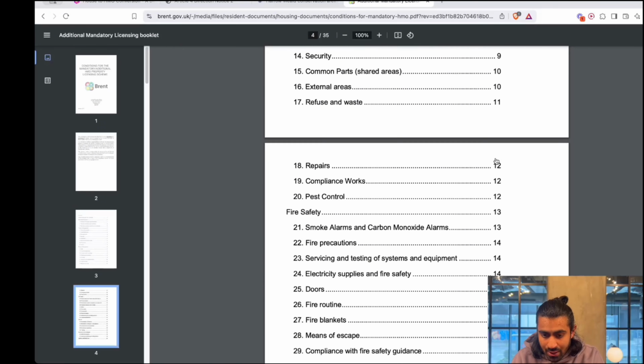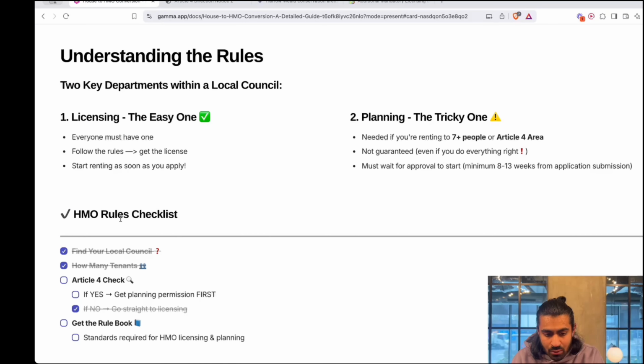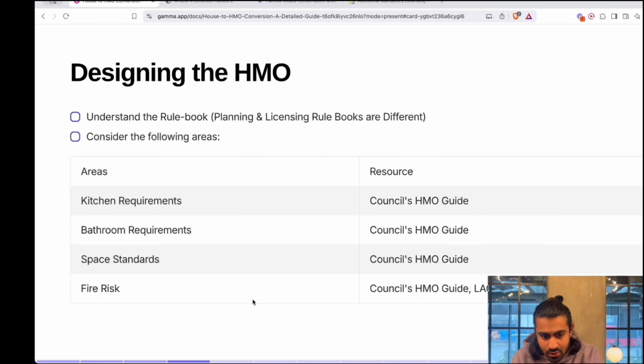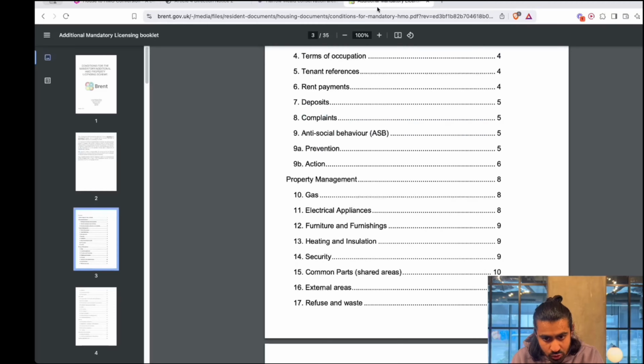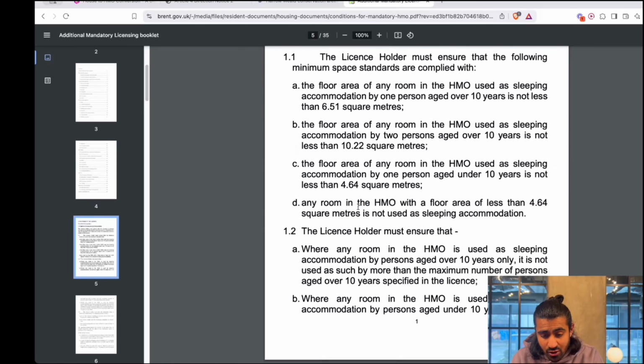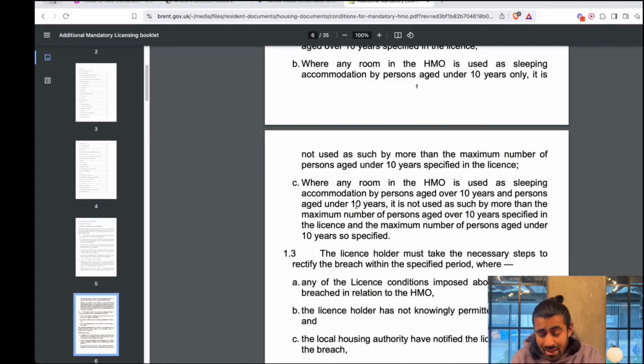a compliant HMO. Going back to our rules checklist, we found our local authority, we found how many tenants, we've checked whether we need Article 4 or not, and now we've got the rule books, which are the standards required for HMO licensing and planning. So the next thing we do is understand the rule book, this 35-page document, and we're going to use it to design our HMO.